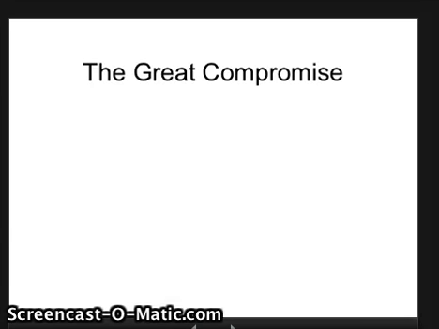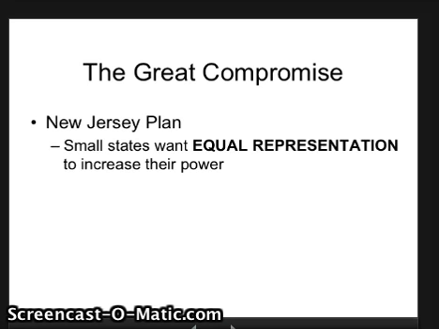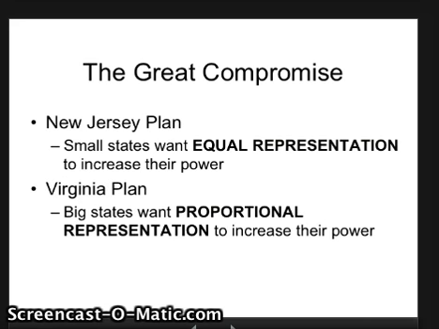Now, when the Founding Fathers created Congress, they had the Great Compromise, which we learned about a long time ago. As you may recall, it involved the New Jersey Plan, where small states wanted equal representation to increase their power, and the Virginia Plan, where big states wanted proportional representation to increase their power.